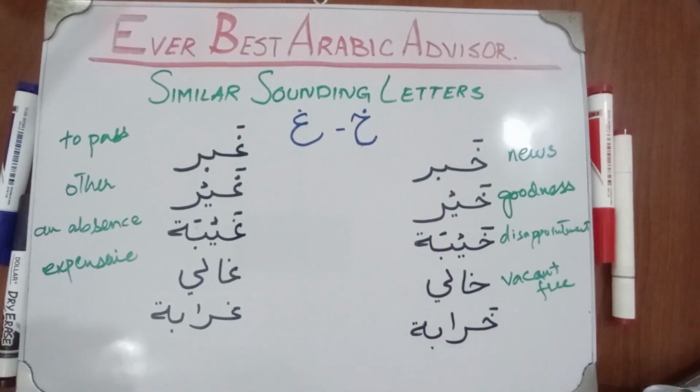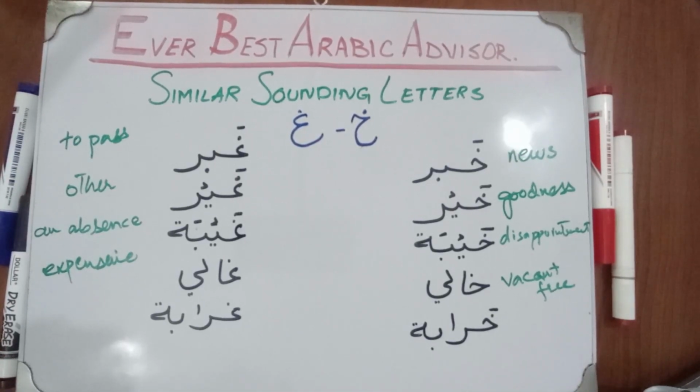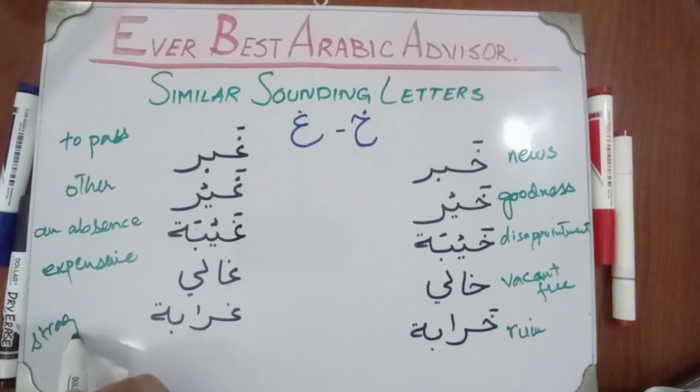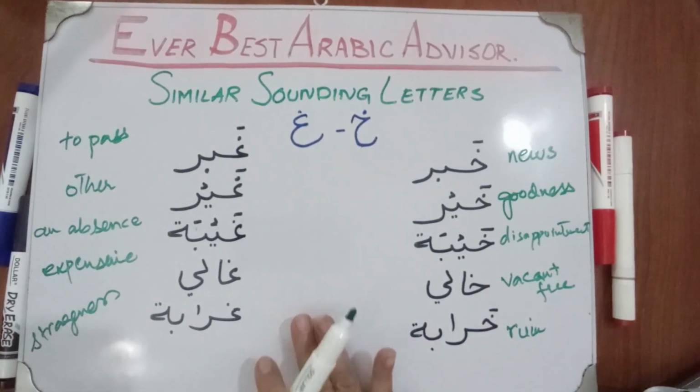The last word is kharabah. It is gharabah. Kharabah is ruin, when something is disturbed, and gharabah is strangeness. Kharabah, gharabah. Do practice these words.